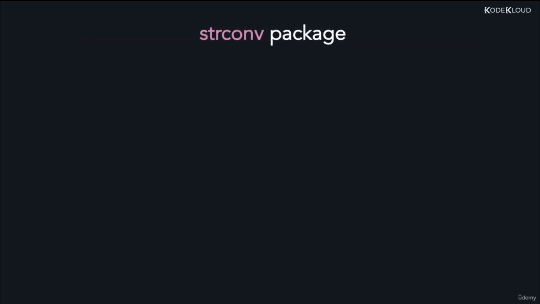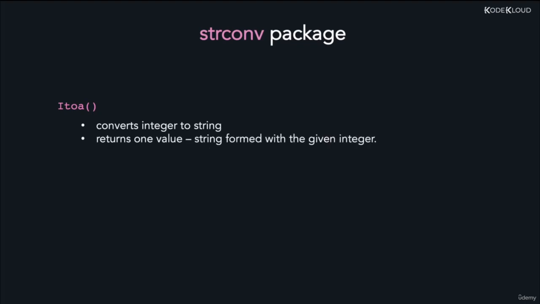Let us learn about the string conversion package. This package consists of methods that we can use to convert integer to string and vice versa. The first method is called Itoa, and it converts integer to string, and it just returns one value, which is the string formed with a given integer. Let's see how we can use this method.